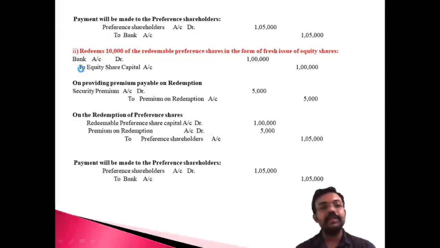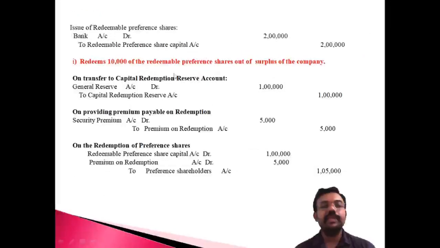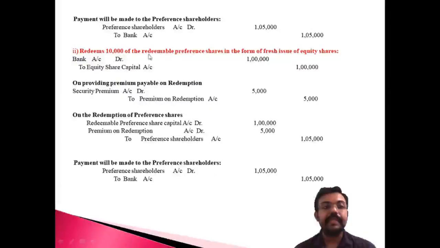And second question: issue the 10,000 equity shares. Okay, the 10,000 in the form of the profit and 10,000 to the equity shares. The total is 10 plus 10, so 20,000. And separately, 10,000 redeemed preference shares out of surplus of the company. So that is capital redemption reserve account debtor, general reserve account debtor. Redeeming the 10,000 redeemed preference shares in the form of the fresh issue of the shares.